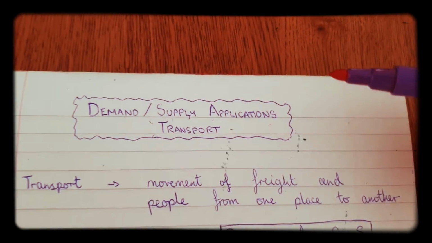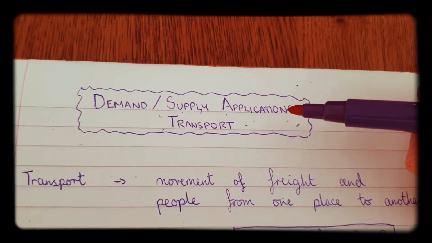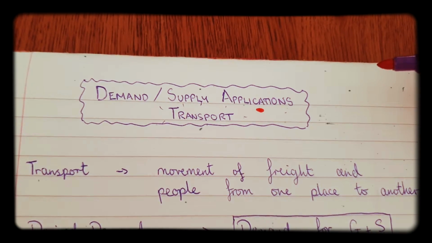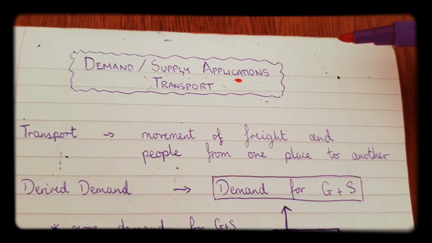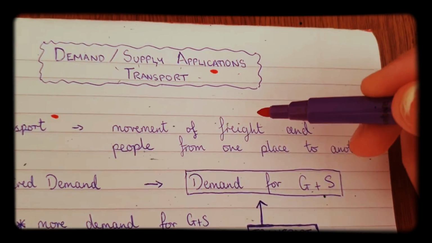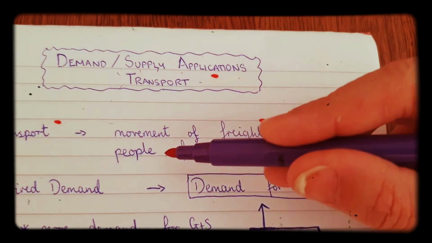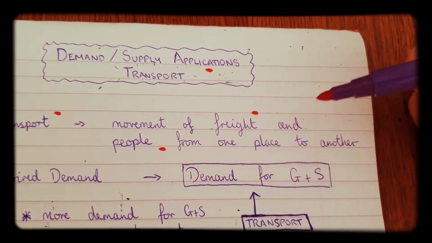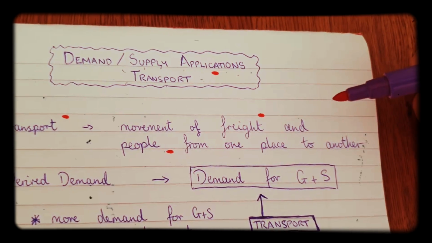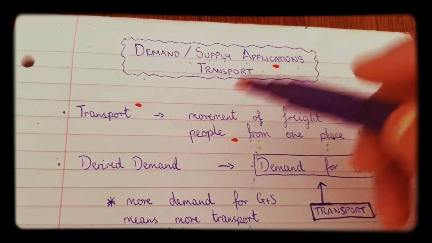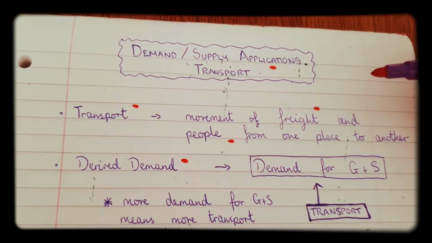In this video, we're going to be looking at the demand and supply application in the transport industry. So first of all, what is transport exactly? It is the movement of freight and people from one place to another. Freight is just another way of saying goods. So we can say that transport is a derived demand.